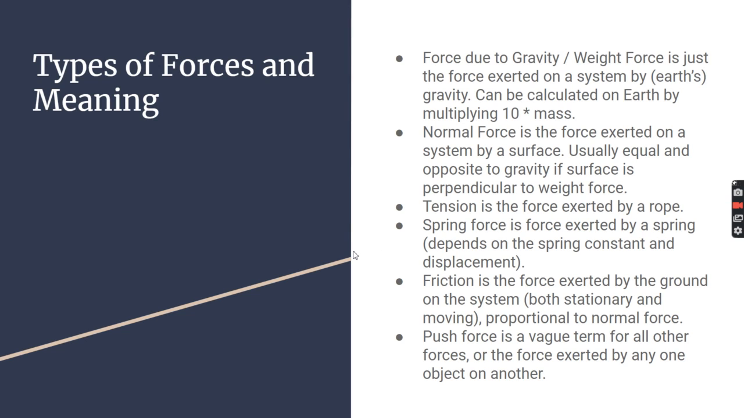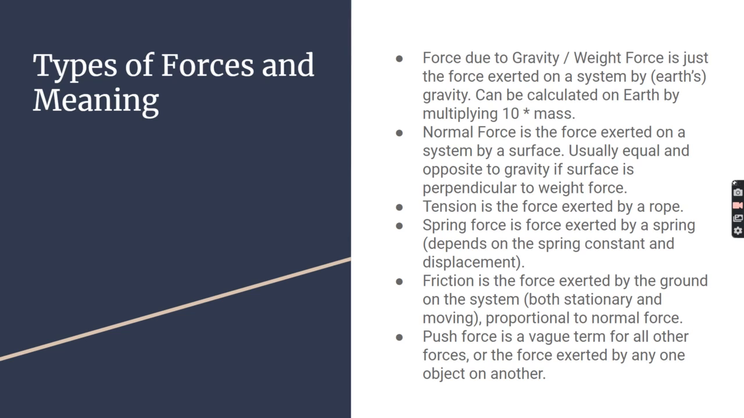So force due to gravity, you can calculate that by multiplying 10 times whatever mass you have, or you can use 9.8 or 9.81. So if you have 3 kilograms, you multiply 10 times 3, and you get 30 newtons. That's the force due to gravity, or the weight force on that object of 3 kilograms. Normal force is just by a surface. If the surface is horizontal, then the normal force will be equal to the force due to gravity. So in the example before with the 3 kilogram object resting on a horizontal surface, the normal force will also be 30 newtons.